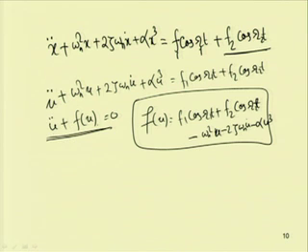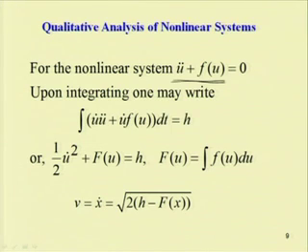Now, multiplying this equation by u dot, I can write u dot into u double dot plus u dot into f(u) equal to 0, and upon integrating, the integral of u dot u double dot plus u dot f(u) dt equals h, where h is a constant. Integrating u double dot, one finds half u dot square plus F(u) equal to h, where F(u) equals the integration of f(u) du.